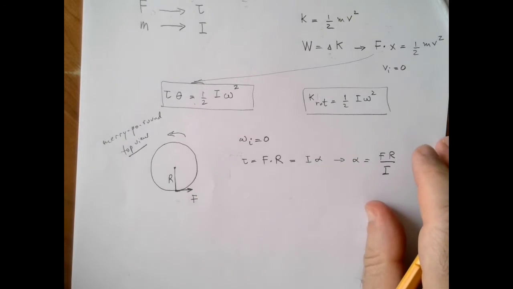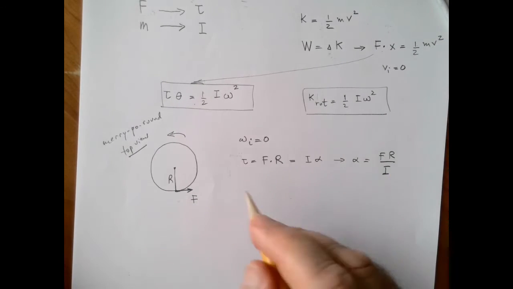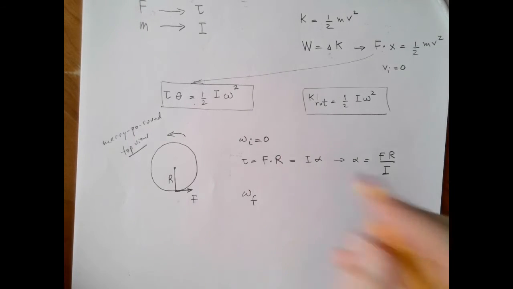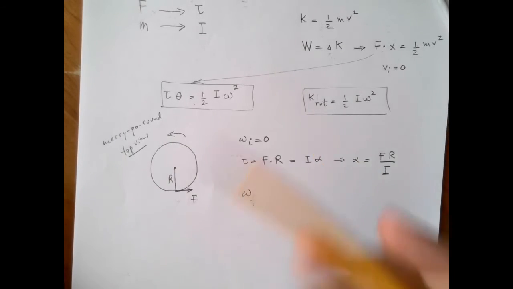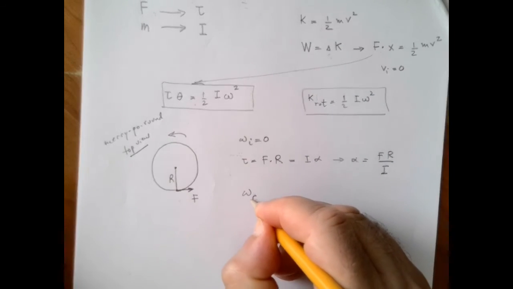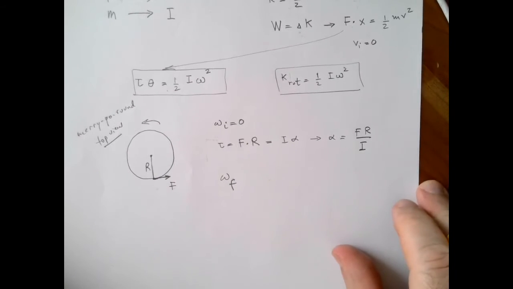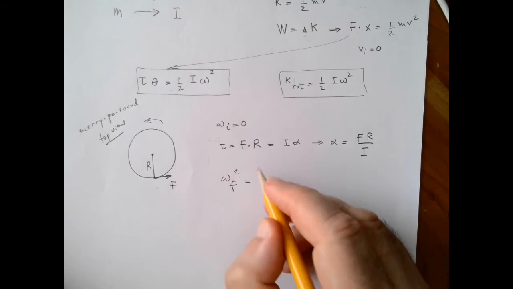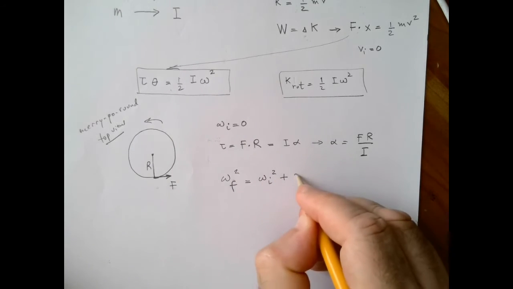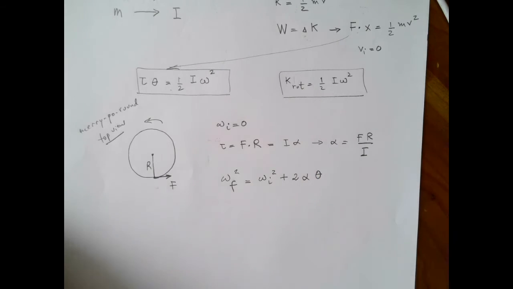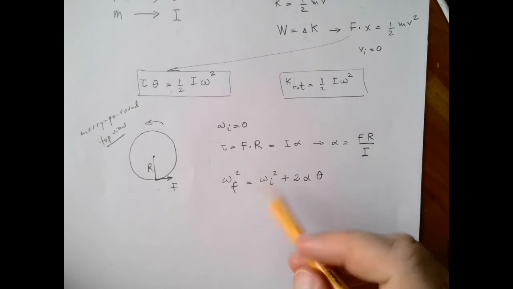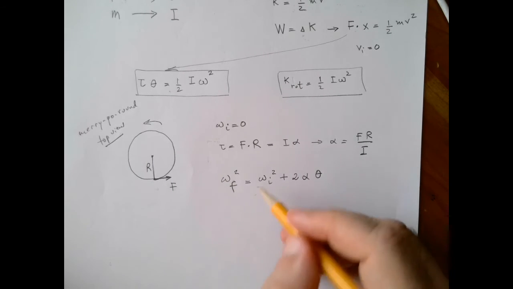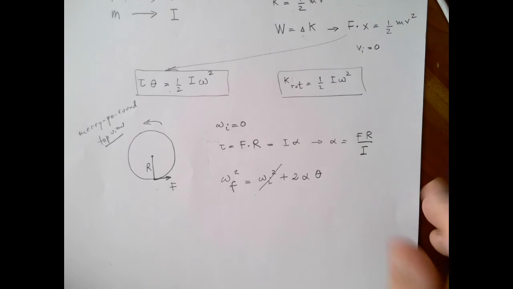I'm applying this force for a certain amount of time until the angular speed becomes omega f. Well, I know that if I use my appropriate kinematic equation, I can write the final angular speed in terms of the initial angular speed, angular acceleration, and angle swept. I chose the initial speed to be 0 just for simplicity.